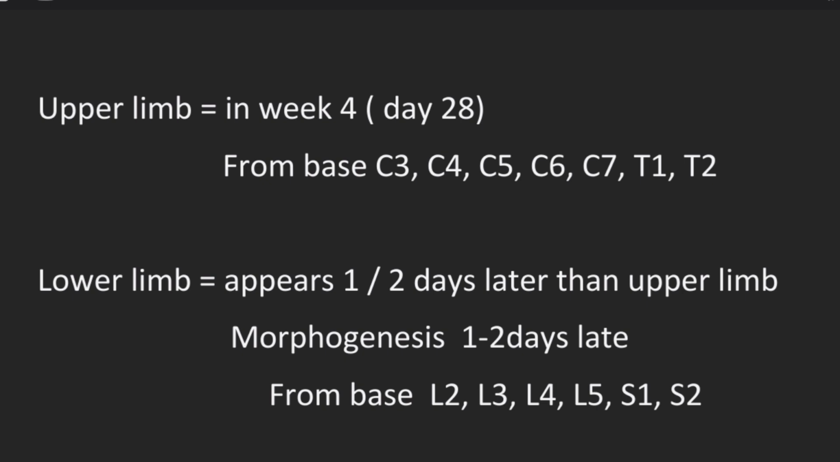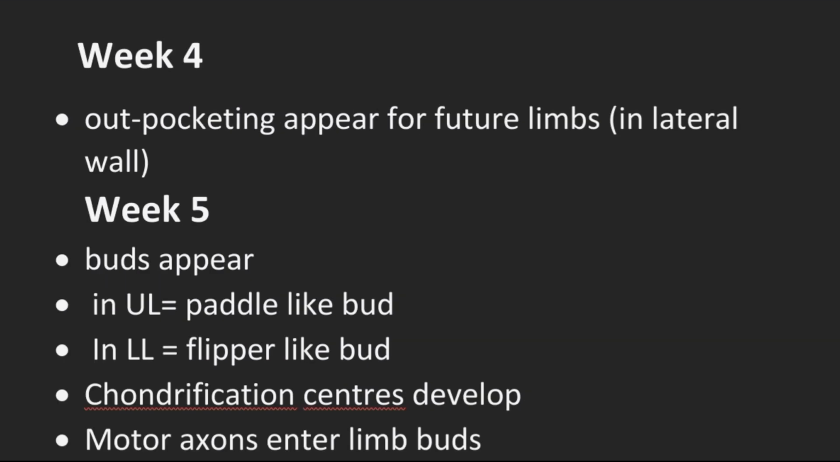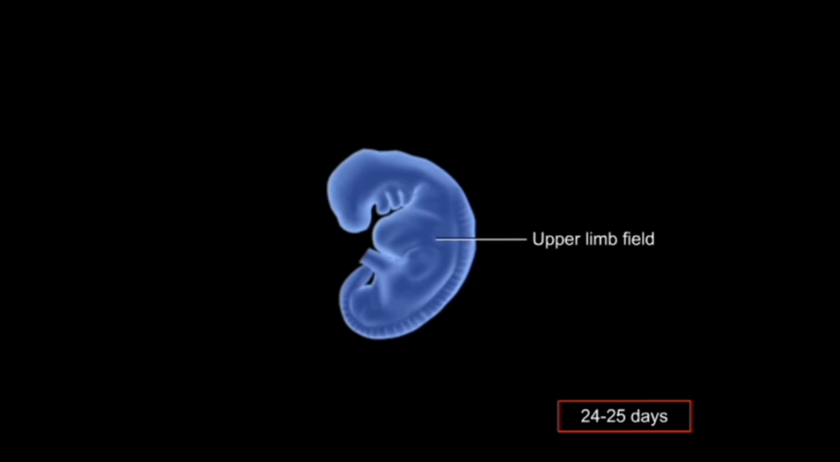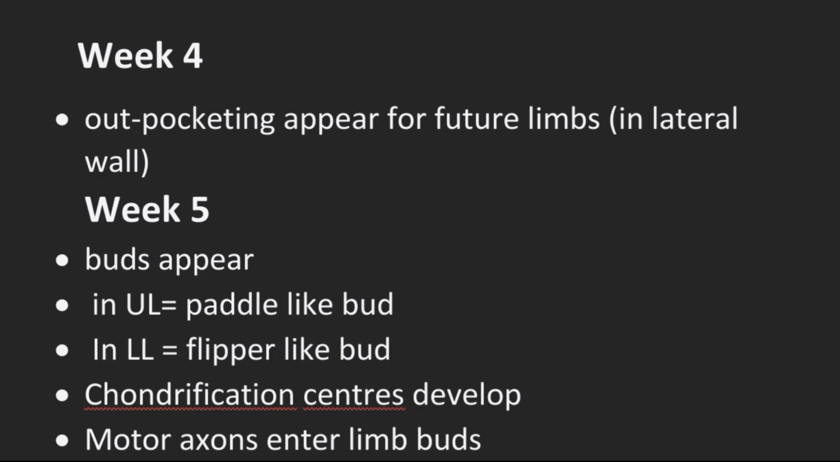And the sequence in which these limbs develop is the dermatomal order, like C3, C4, C5, and so on, right? And in the lower limbs, it's from the L2, L3, L4, and so on. So in the 4th week, the first event that occurs is an outpocketing appears in the place where the future limbs would be. In the lateral wall of the embryo, an outpocketing develops. Then in the 5th week, this outpocketing takes the appearance of a bud.